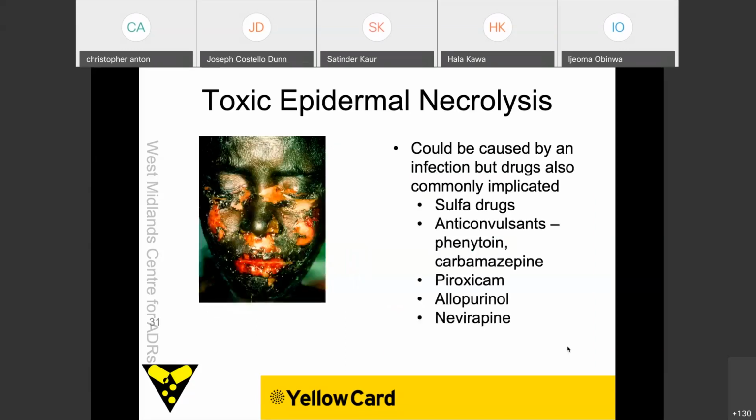So yeah, I can actually see quite a lot of the correct answers coming through. It's toxic epidermal necrolysis, which is sometimes called Stevens-Johnson syndrome. The two are slightly different from each other, with the degree of how much skin is affected. Toxic epidermal necrolysis, or TEN, can be caused by an infection, but some drugs are also commonly associated with it. Sulfur drugs, anticonvulsants, so a lot of our antiepileptics, such as phenytoin and carbamazepine, as well as piroxicam, allopurinol, and nevirapine.